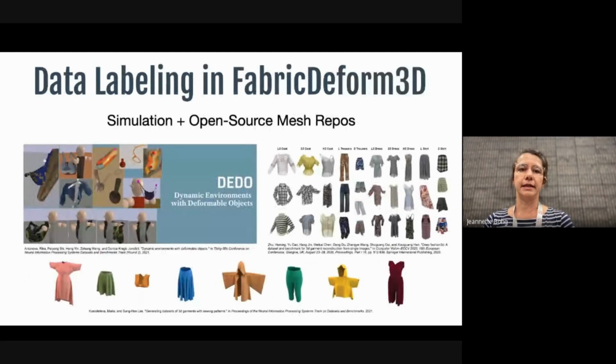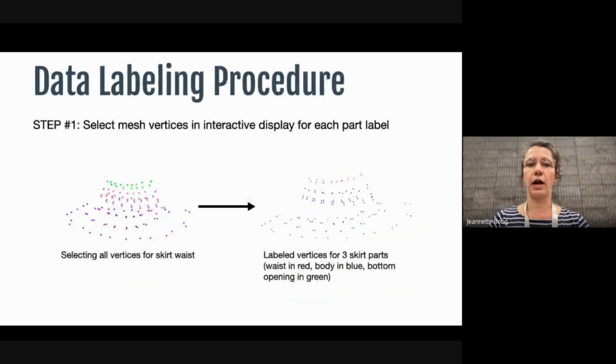So where does this come from? It comes from this DIDO work that was published by Rika Antonova et al. a few years back. And we use that to actually generate these trajectories. And then we also use open source mesh repositories to get these deformable objects and just these meshes. Now the big challenge is, how do you label these parts of a deformable object, right? This could be super annoying. So let me tell you how we did that.